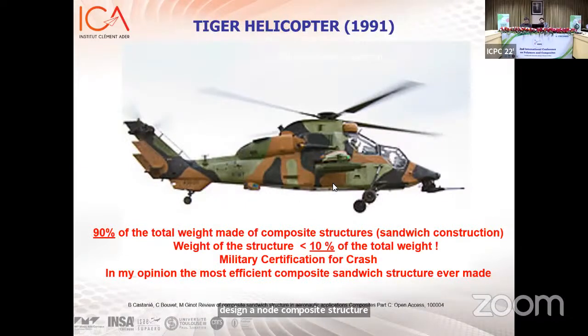So this is a French-German combat helicopter, the Tiger. The first flight was in 1991, and to my knowledge, it is one of the most efficient composite structures. 80% of the weight is made with sandwich construction, okay? This is less than 10% of the total weight. For example, it's better than a rocket, than the Ariane rocket, or a missile, okay? And this helicopter was certified for crash, and it is very strong. In fact, it can be strong and light. And it was necessary to be very light to have a high ascensional speed. So this is the military requirement.